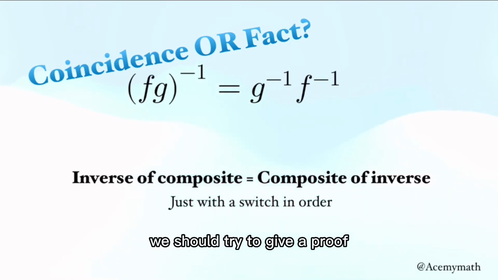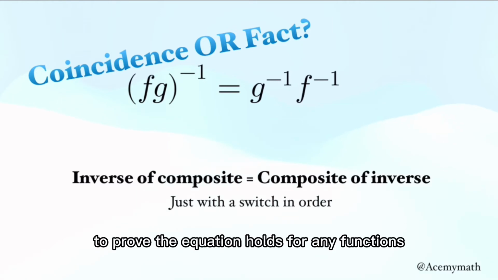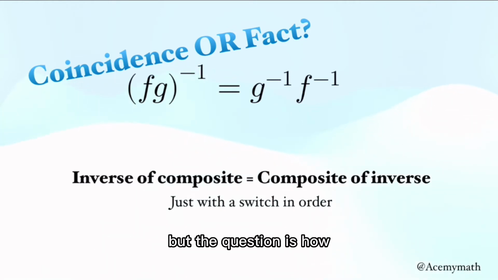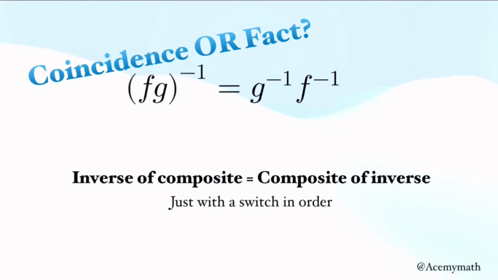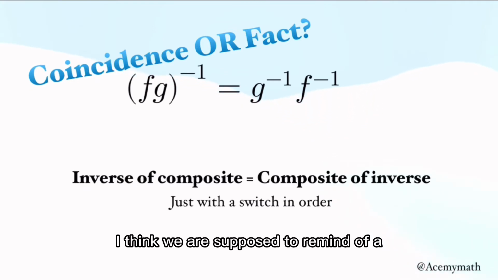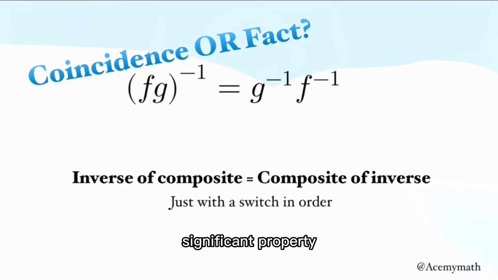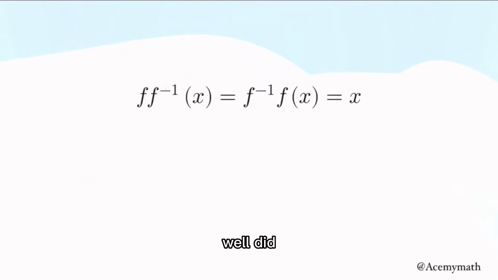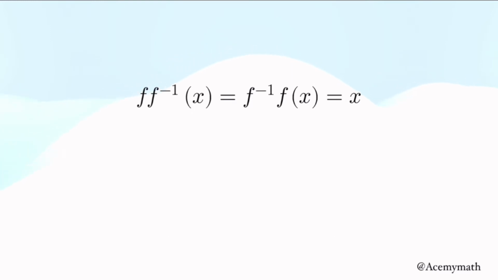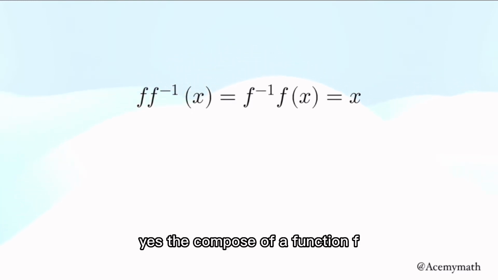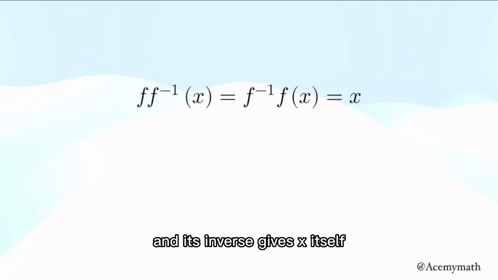We should try to give a proof, to prove the equation holds for any functions. But the question is, how? In spite of the equation seeming a bit clueless and tricky, I think we are supposed to be reminded of a significant property. Well, which property of functions mentions both composite and inverse? Yes, the composite of a function f and its inverse gives x itself.